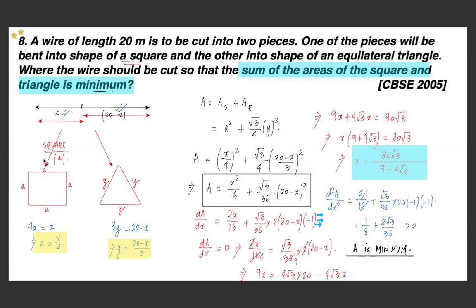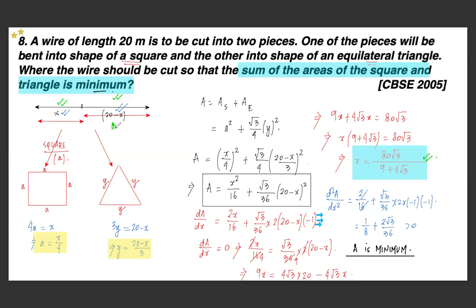Having said that, the question was divided into 3 parts. Step 1, formulate the problem, we did. Step 2, double derivative test, we did. Step 3 is the solution. In the solution we were asked what is the value of x and 20 minus x. So the x value is already available with us. We have to now find the other part.